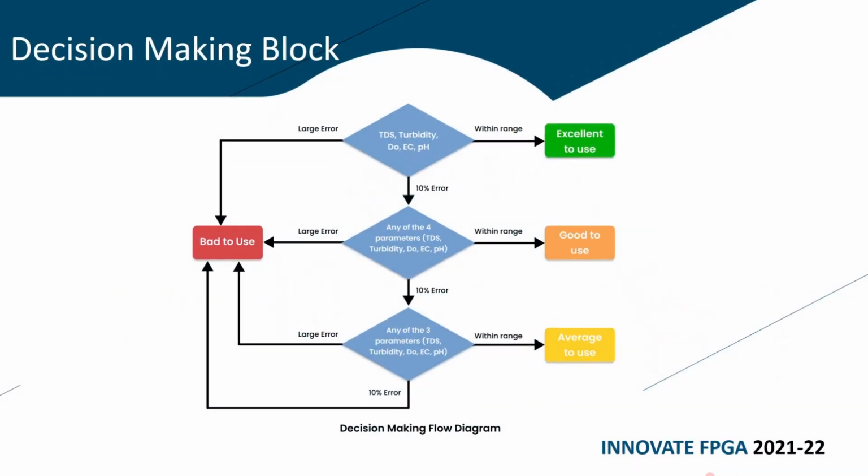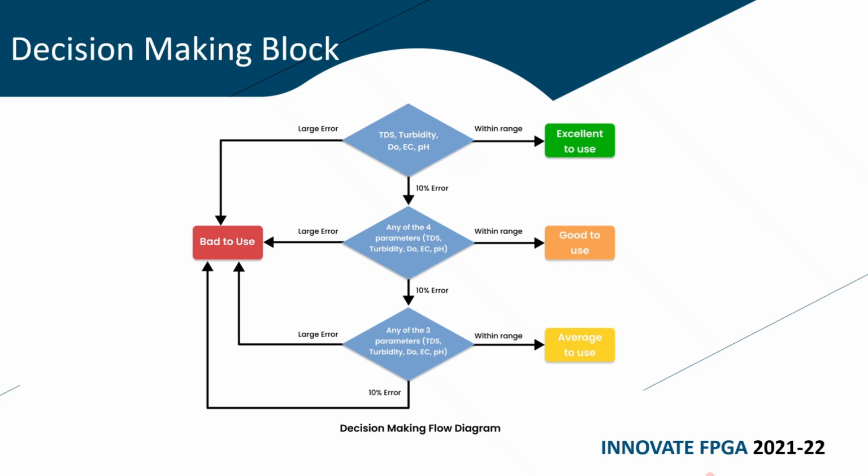Here, FPGA board acts as decision making block. It specifies the quality of water based on the type of water to be tested and the sensor's data received from the information block. These values will be sent to the cloud. Let's see the decision making flow diagram.